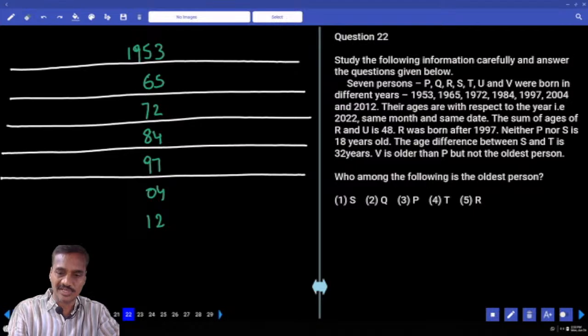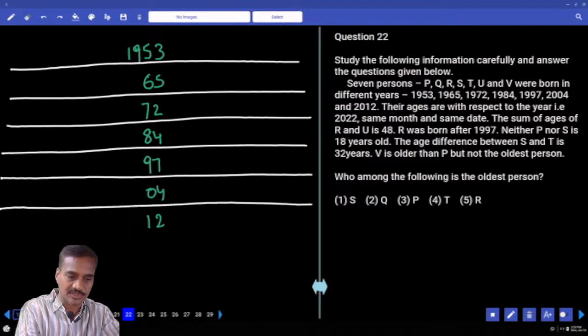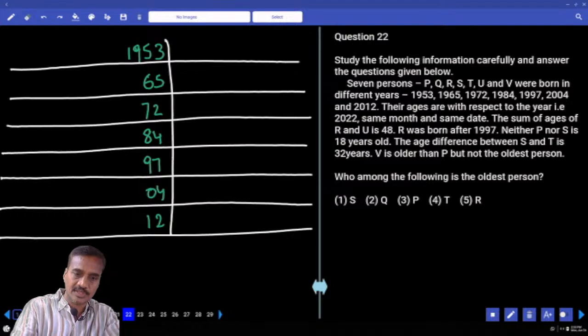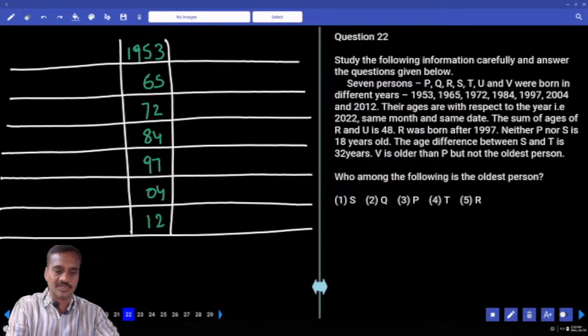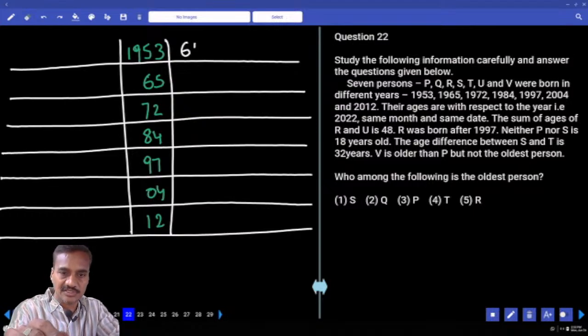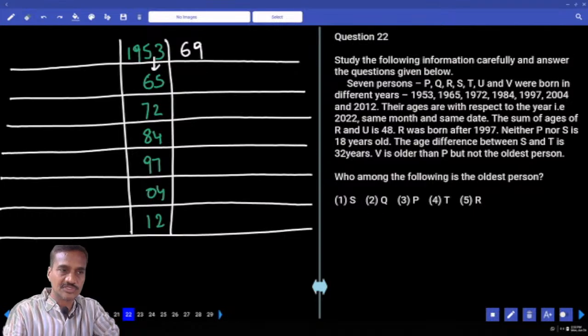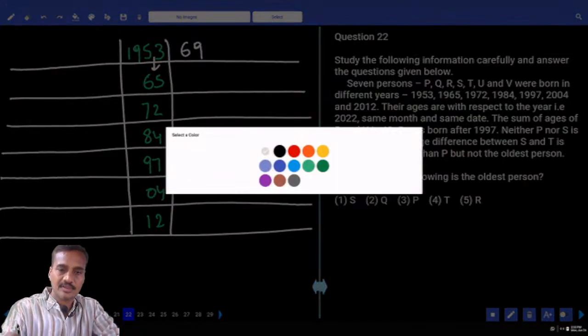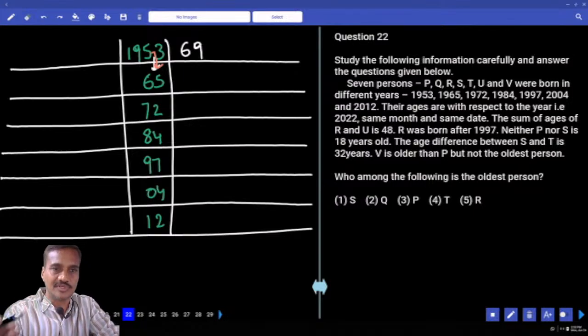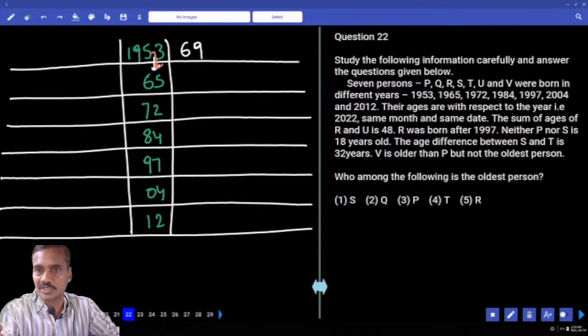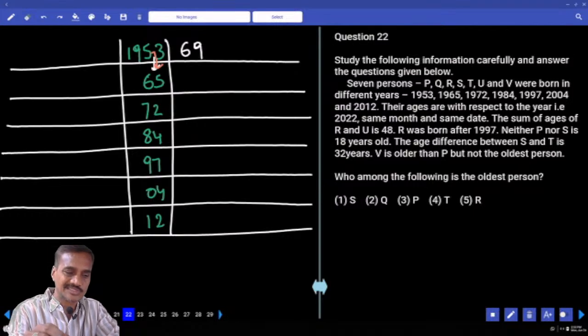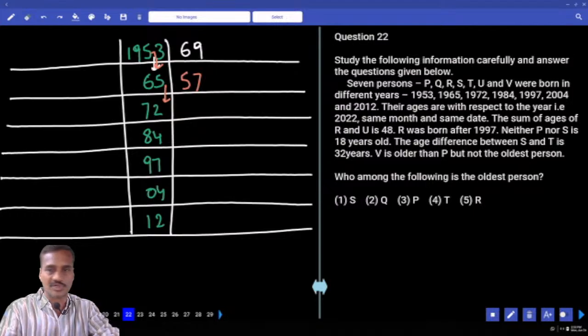Now we need to find out the ages of these persons by the year 2022. The person who was born in the year 1953, by 2022, will be how many years? 69 years. From here onwards, 53 to 65, how much is added? 53 to 65 means 12 years. And the next person born 12 years after that person will be 12 years lesser than how much? 57. Whatever you are adding here, the same must be subtracted to get the ages.